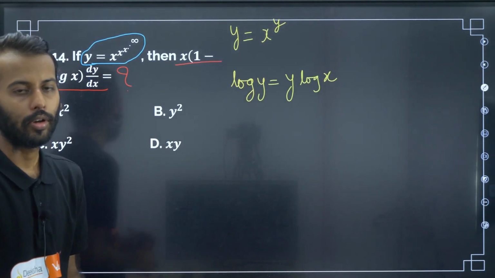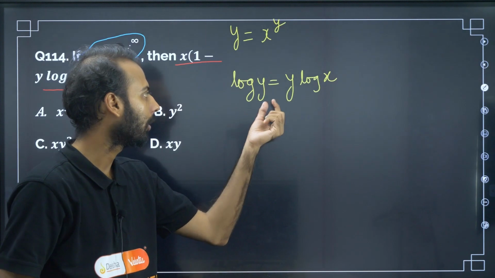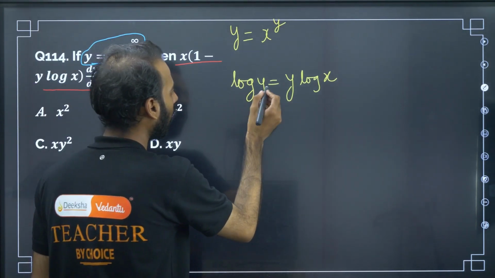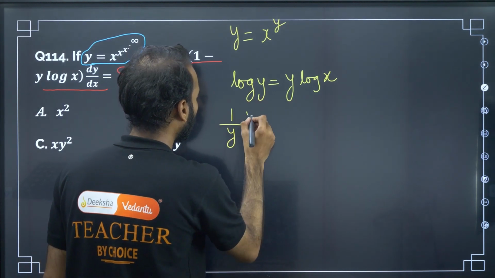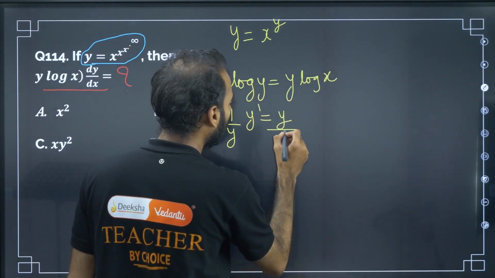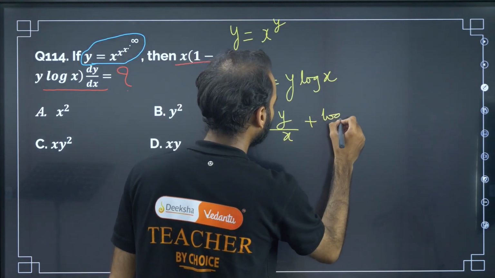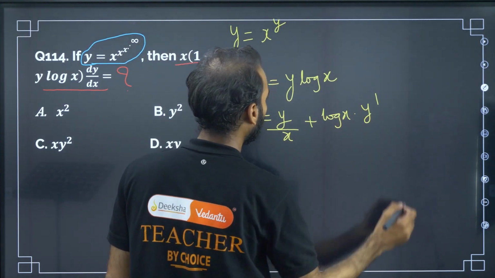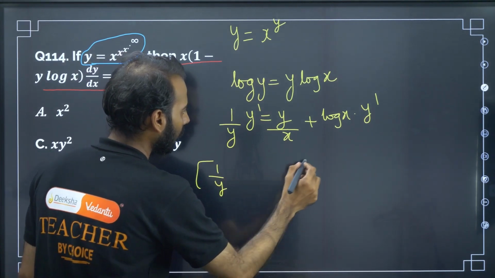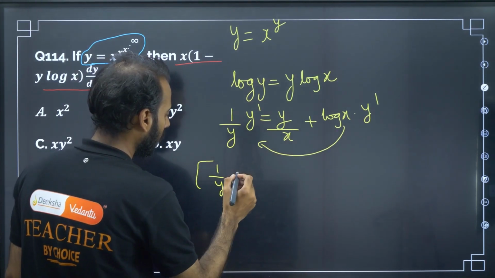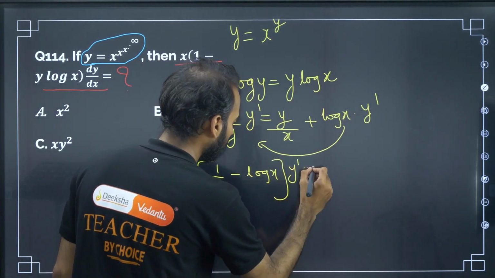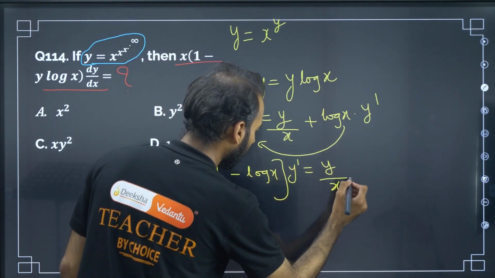If you have watched my previous videos, or if you already know the properties of logarithm, every time I say log m raised to n is n log m. Now differentiating, 1 by y into y dash is equal to y into 1 by x plus log x into y dash. Next, the 1 by y term I am taking to the other side, minus log x times y dash is equal to y by x.